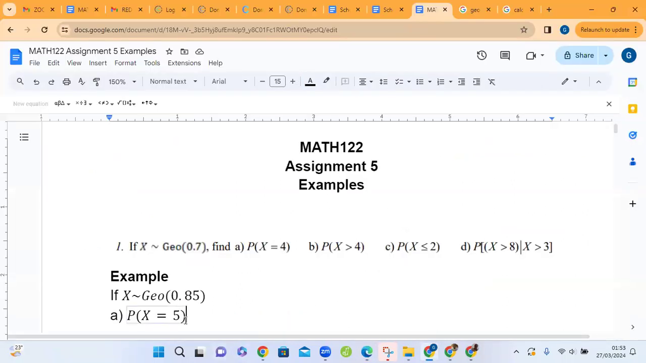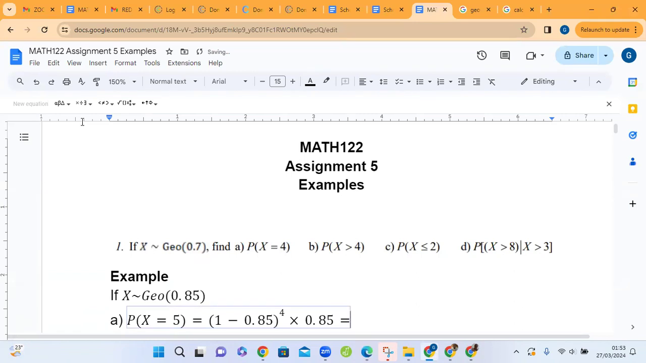So r for us here is 5 and p is 0.85. So this will be equal to 1 minus 0.85 raised to the r minus 1. R is 5, so r minus 1 will be 4, times p, which is 0.85.